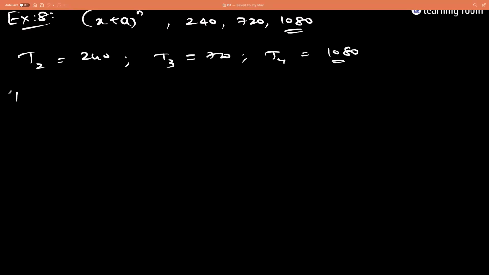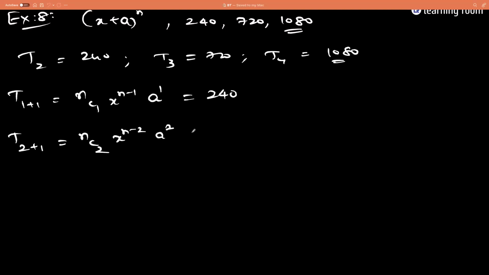So what is T2? Can someone tell me? T1 plus 1. How much will you get? nC1 x power n minus 1 into a power 1. This is 240. Similarly T3, which is T2 plus 1, will be nC2 x power n minus 2 a power 2, which is 720. So T4, which is T3 plus 1, is nC3 x power n minus 3 a power 3, which is 1080. Is it right?